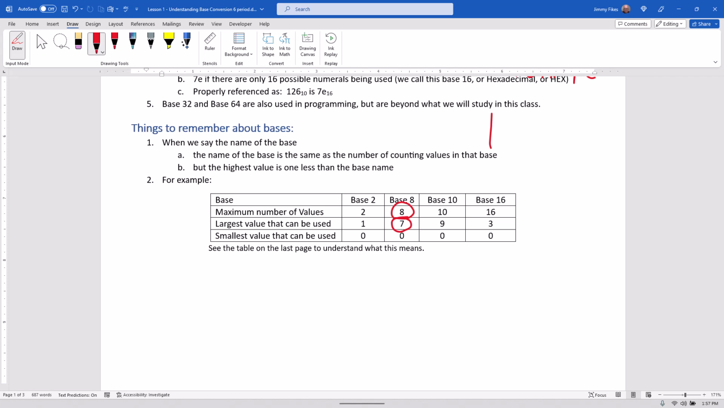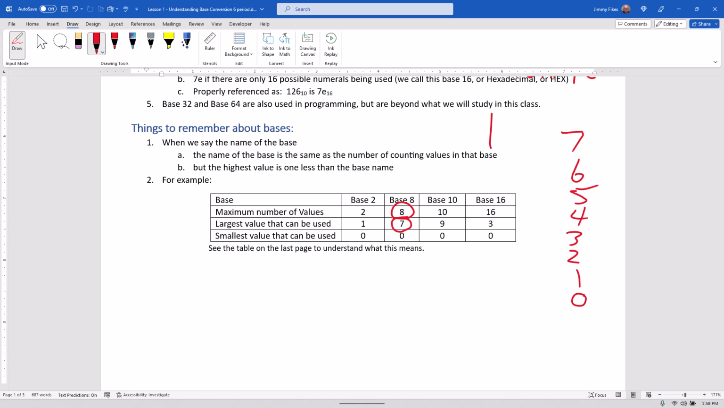And how can that be? Why do we have to be aware of this? Because computers start counting with 0. So if I'm going to count in base 8, I'm going to start 0, 1, 2, 3, 4, 5, 6, 7. I can't go any higher than 7 in base 8.